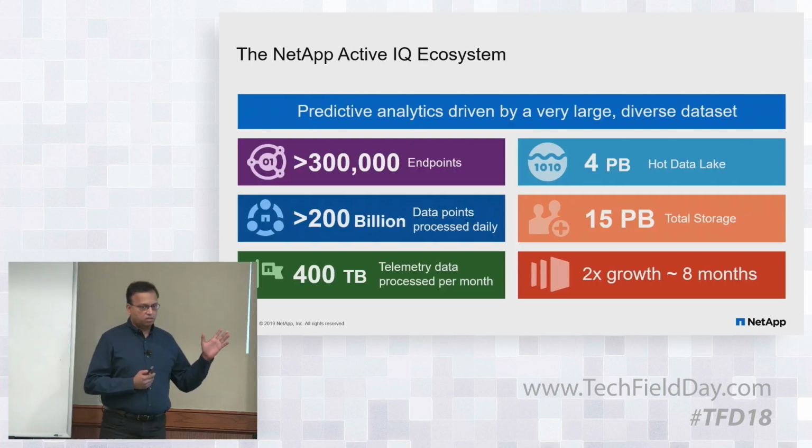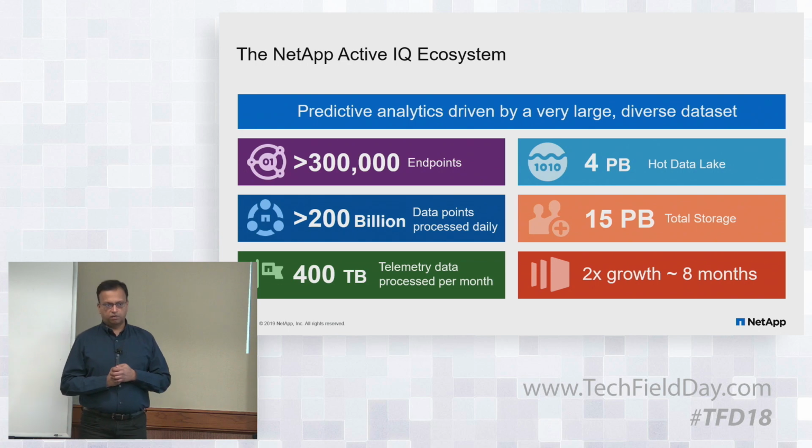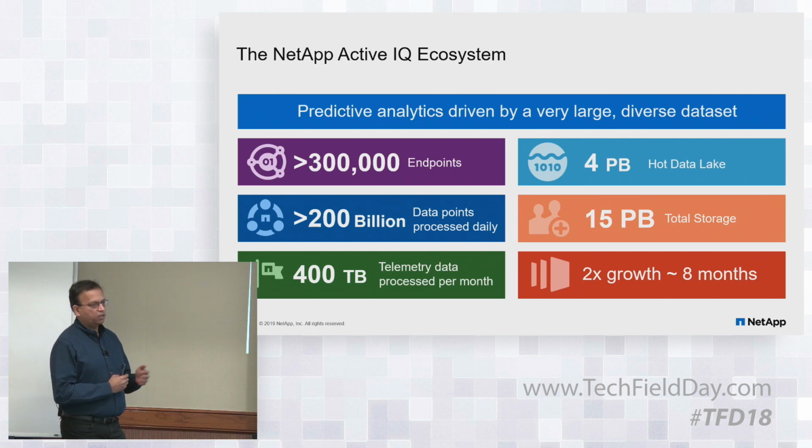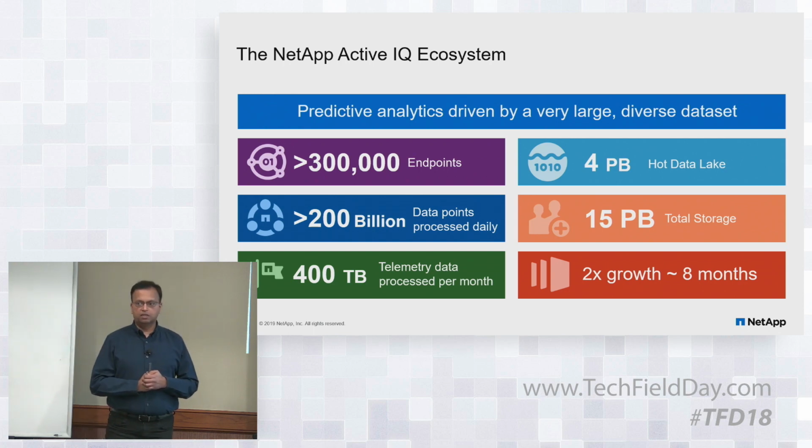So this slide gives you a sense for the numbers that we're talking about. So 200 billion data points a day, or roughly about 10 trillion a month, because we get a lot more on the weekends. And 400 terabytes of telemetry processed per month. Now these numbers are doubling anywhere between 8 and 12 months, right? They're doubling really fast. And this poses a huge challenge for our back-end ecosystem.